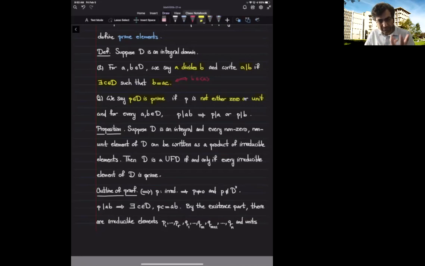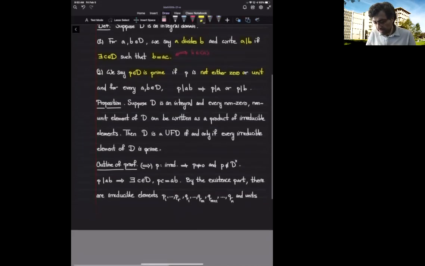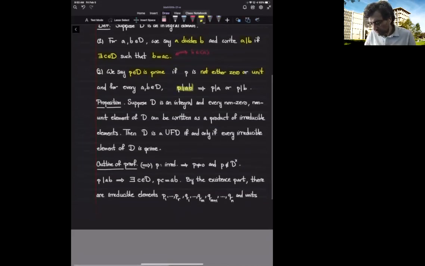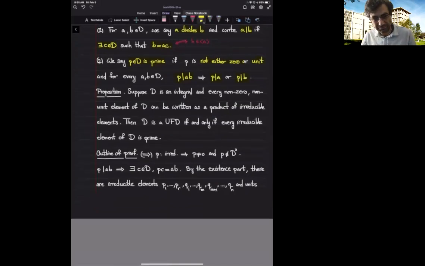Now, besides that, the main property is that if P divides the product of two elements, then it should divide one of them. That's the main property of prime elements. Both properties are important, but this is often the property that distinguishes a prime element from the rest.